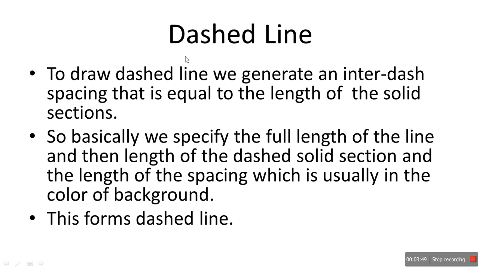All right, we'll first look at the dashed line. So what is a dashed line? To draw a dashed line, we generate an inter-dash spacing that is equal to the length of the solid section. Again, it depends whether it is equal or not. If you want different types of dashed line, you can choose that also. So basically we first specify the full length of the line, and then we specify the length of the dashed solid section and the length of the spacing. Usually it will automatically find out how many solid sections and how many blanks or spacings there are, and then it will draw the full line. This forms the dashed line.